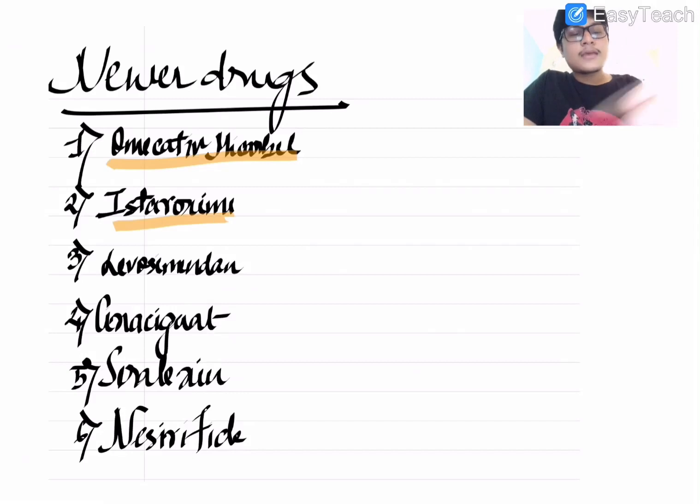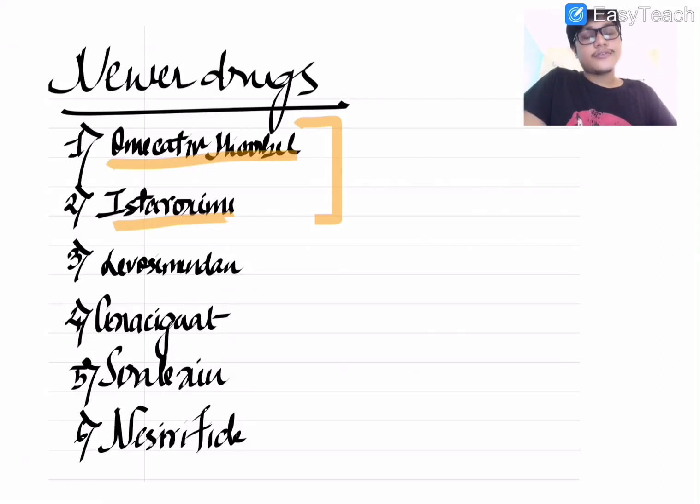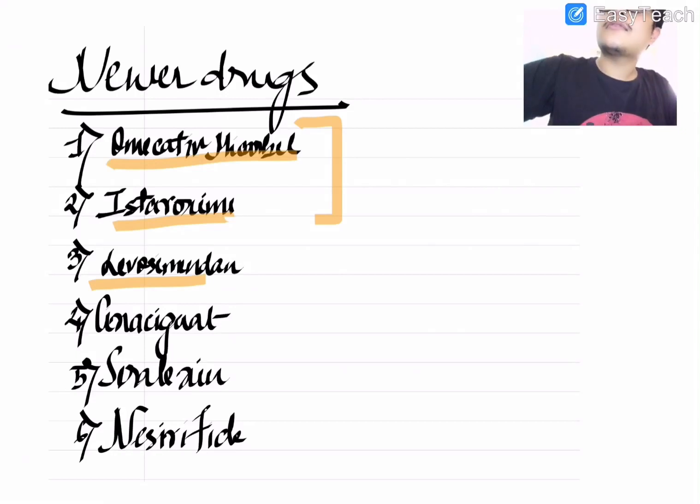Istaroxime will inhibit the sodium potassium ATPase pump and will stimulate the calcium ATPase pump. So again, both of these will fall into the class of inotropes. Levosimendan will also fall into the class of inotropes, and it acts by inhibiting phosphodiesterase 3, and it also sensitizes the myocardium to calcium, and it opens potassium channels.